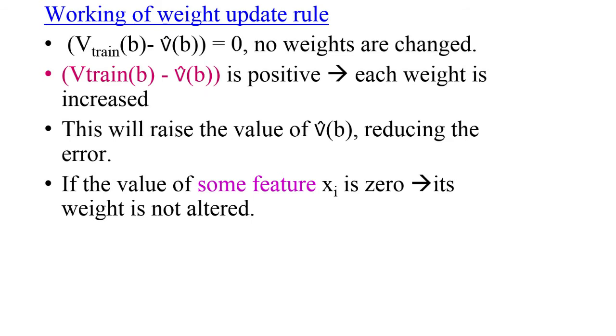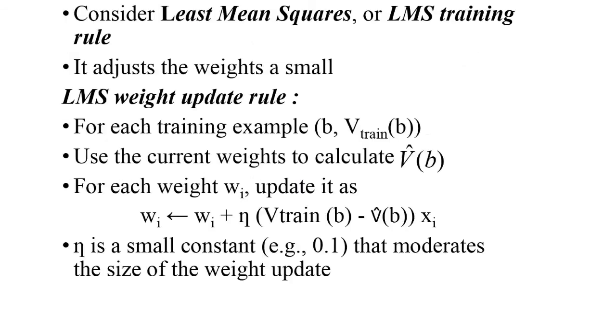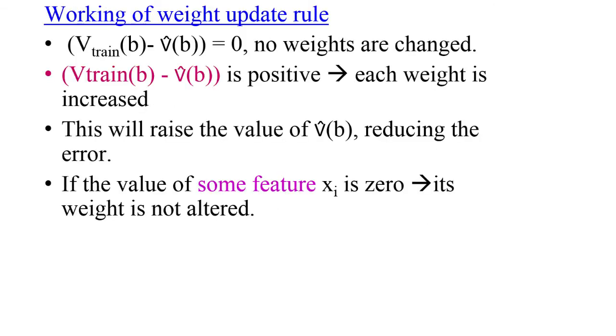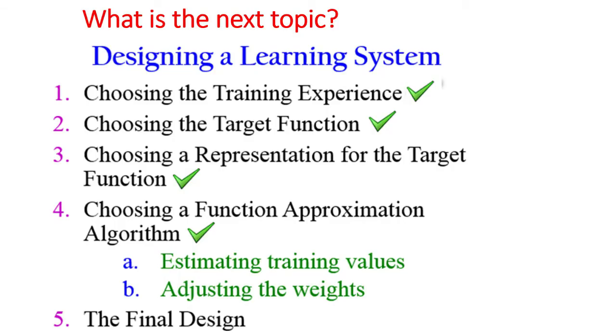If the value of some feature xi is 0, in the equation xi is associated with the second term, so Wi becomes equal to Wi. There won't be any changes necessary at all. Its weight is not altered regardless of the training error. We are designing a learning system and our next step is the final design.